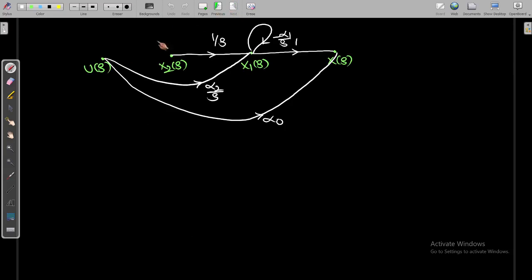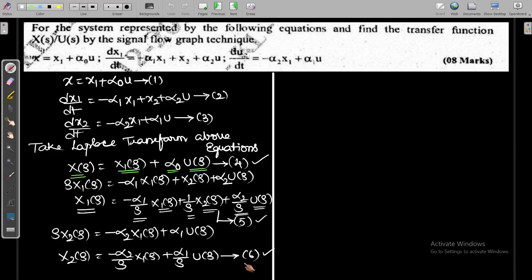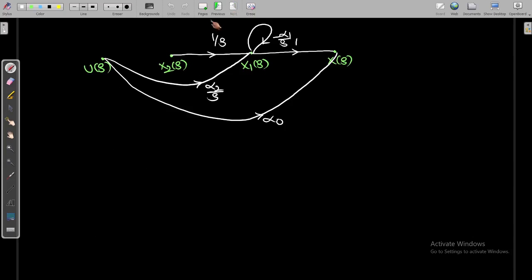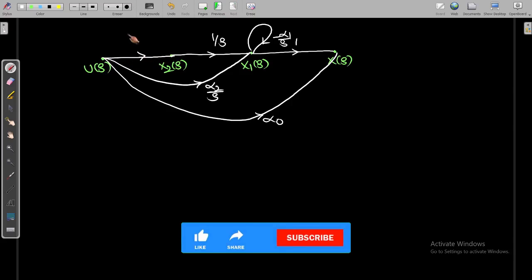After that, for X2, let us see equation number 6. For X2 you are getting minus alpha 2 by s and alpha 1 by s. So let us write that. From U of s you are getting alpha 1 by s.